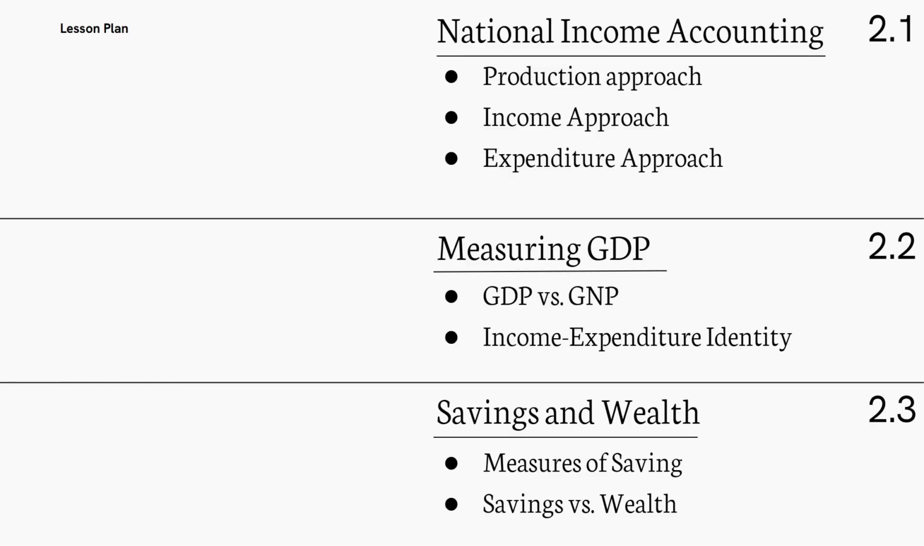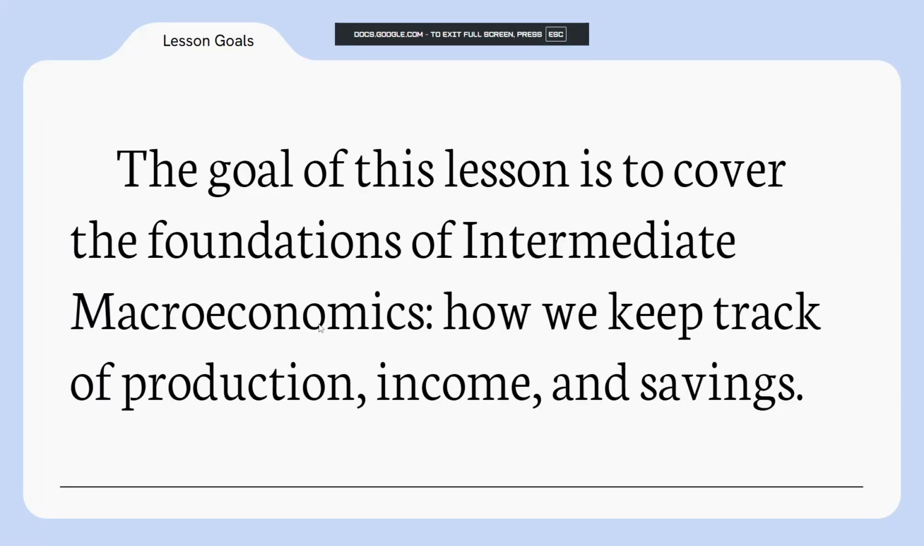We'll be talking about three things today. The first is national income accounting. The second is measuring GDP. And the third is savings and wealth. My goal for this video is to go over the basic concepts of intermediate macroeconomics, which is how we keep track of production, income, and savings.